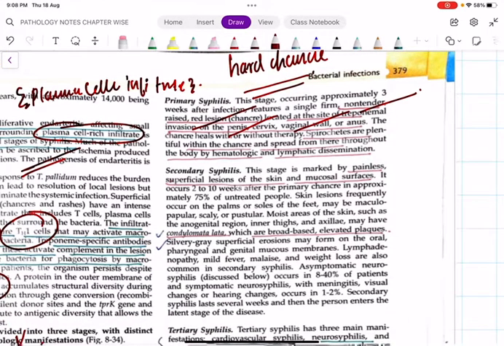Secondary syphilis is marked by painless superficial lesions of skin and mucosal surface, and you have something we call condyloma lata. Condyloma lata is caused by syphilis. Condyloma acuminata is caused by human papillomavirus. What is condyloma lata? They are broad-based elevated plaques. Yes, and the patient may also have lymphadenopathy, mild fever, malaise, and weight loss.